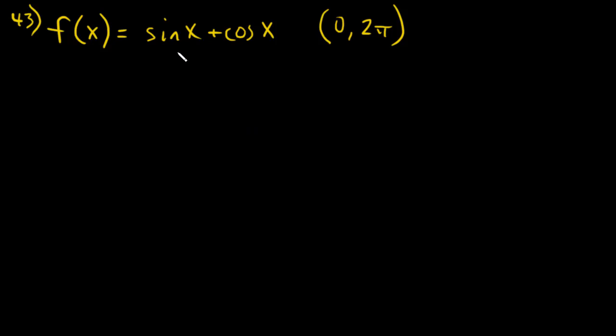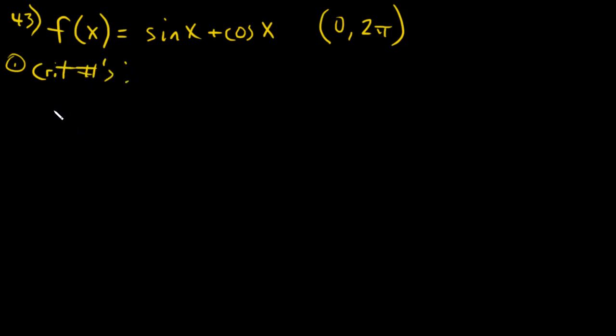So first things first, any discontinuities? Nope. Sine and cosine are both continuous, so the sum of two continuous functions is continuous, so we don't have to worry about that. So we can go straight to finding the critical numbers. So let's go to that.